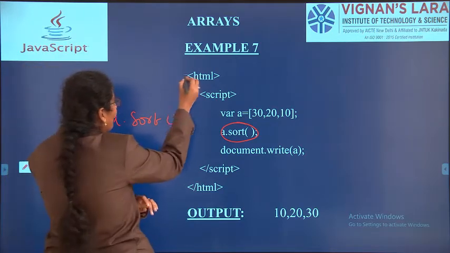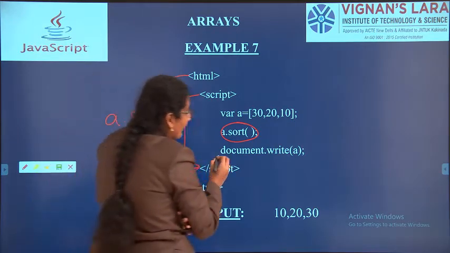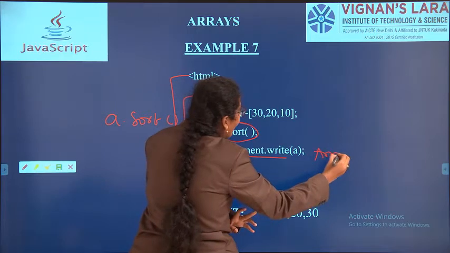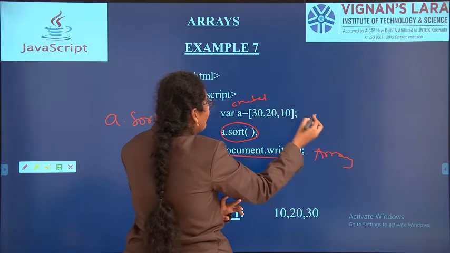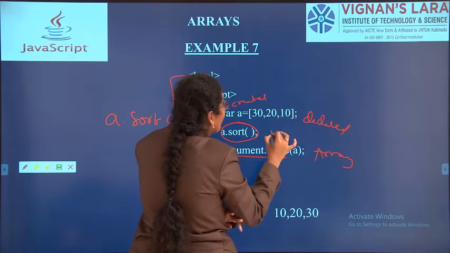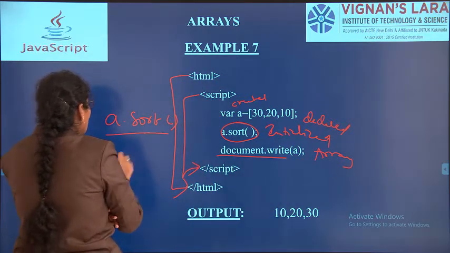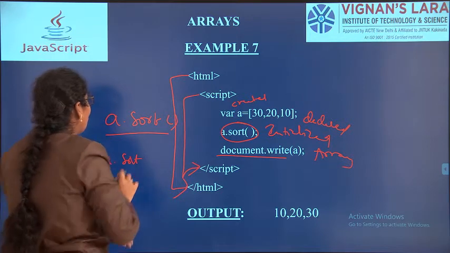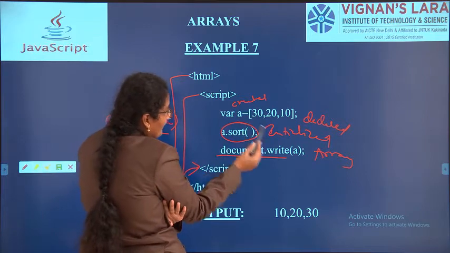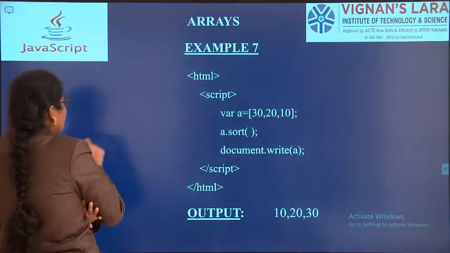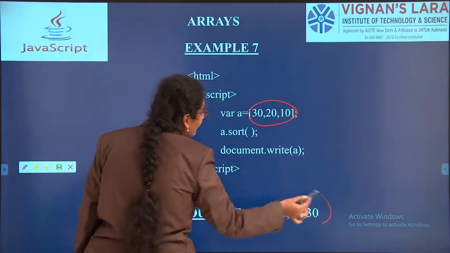So what you have done? Open the tag and closing tag. For output printing, document.write, A is your array, which you have already created. After creating, you declare and initialize it. After doing all these things you perform A dot sort. Why have you used this A? Because that is your array name. So after sorting, what should it do? It should arrange in ascending order. So obviously 30, 20, 10 will be in ascending order as 10, 20, 30.